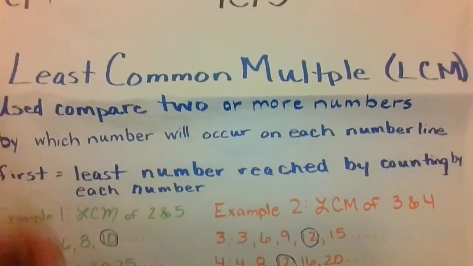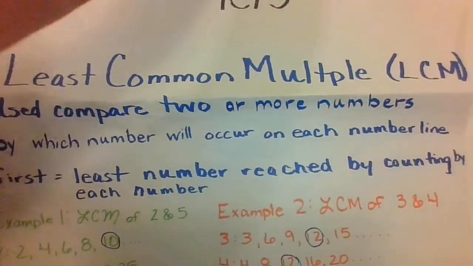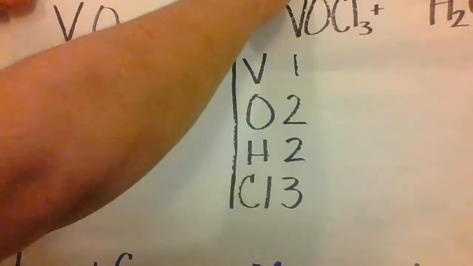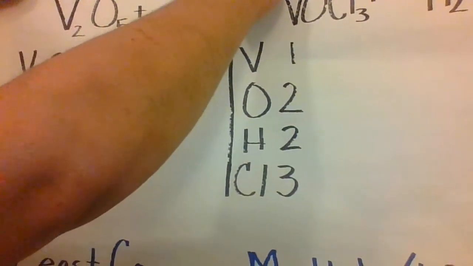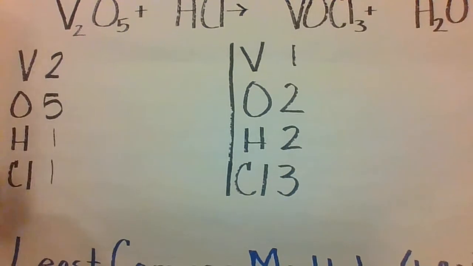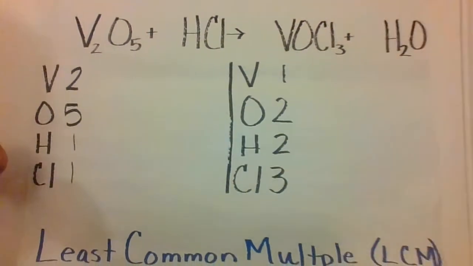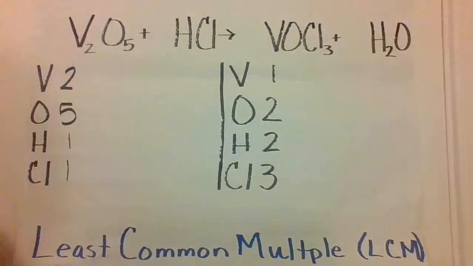So let's go back to our equation and give that a try now. So we know between the numbers 1 and 2, the least common multiple there is going to be 2. So we'll need to change that first compound here, or the first element, to 2.